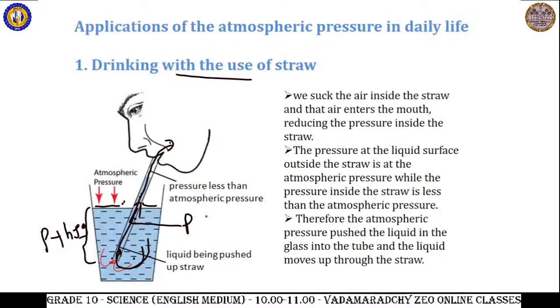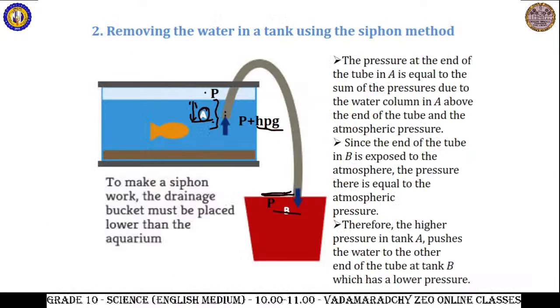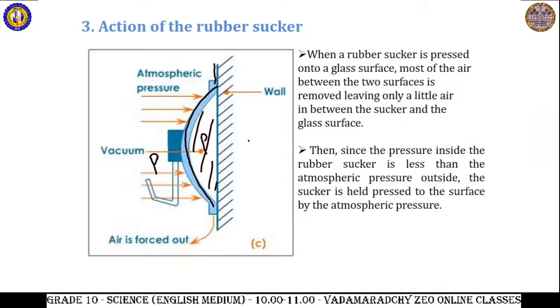Thereafter, we studied the applications of atmospheric pressure in daily life. First, drinking juice with a straw; second, removing water from a tank; and third, the action of a rubber sucker. These are the facts we have studied. In the next class, we are going to study Archimedes' principle and upthrust.